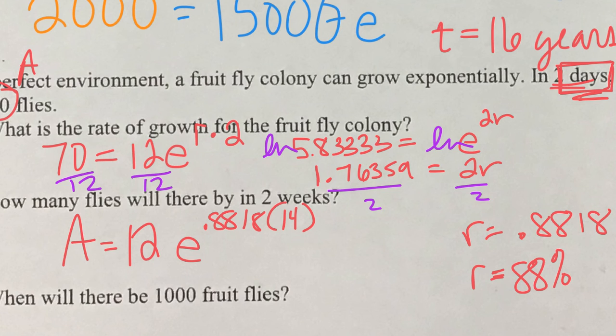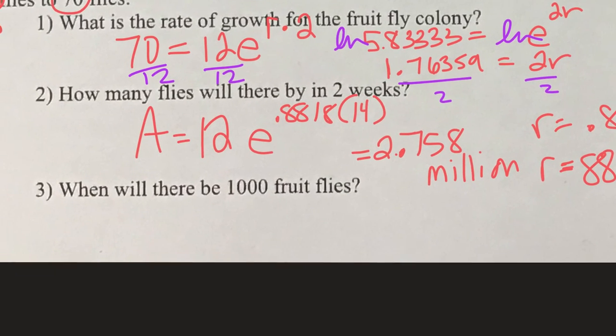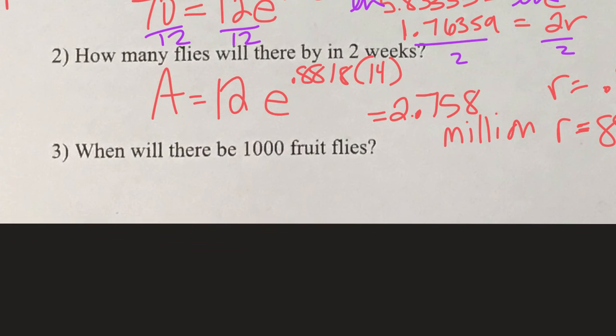Let me check that. Hang on, I'll be right back. Yep, that's right. 2.758 million. 2.758 million fruit flies. Holy bejeebers, that's a lot of fruit flies. So the last question, when will there be 1,000?